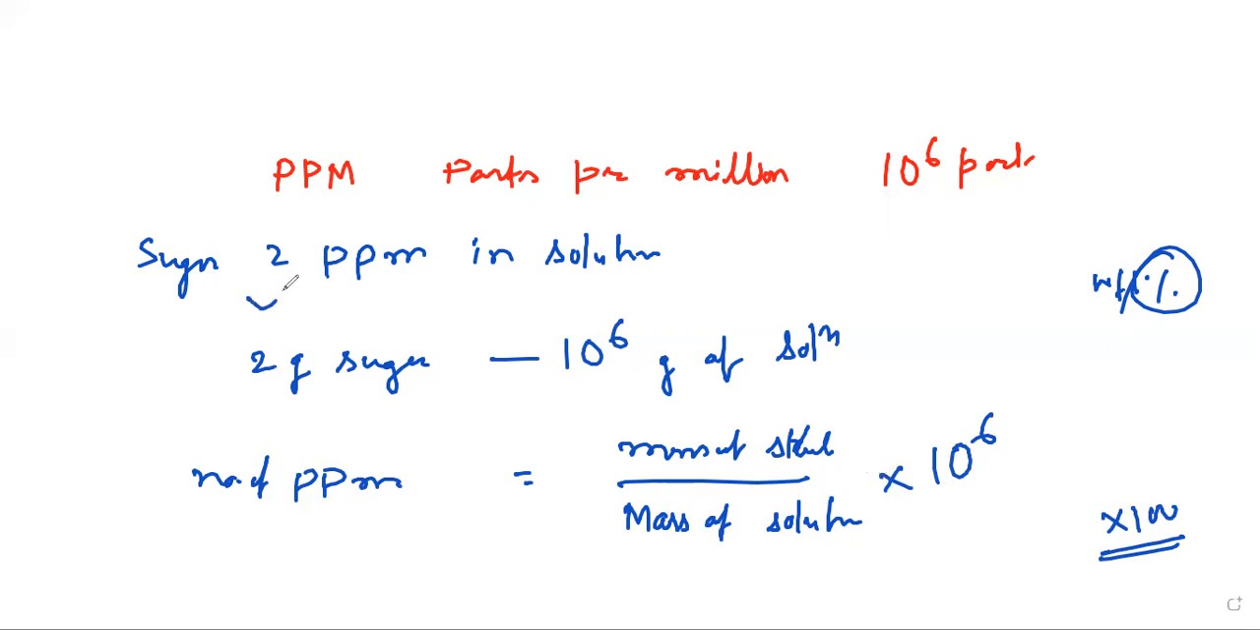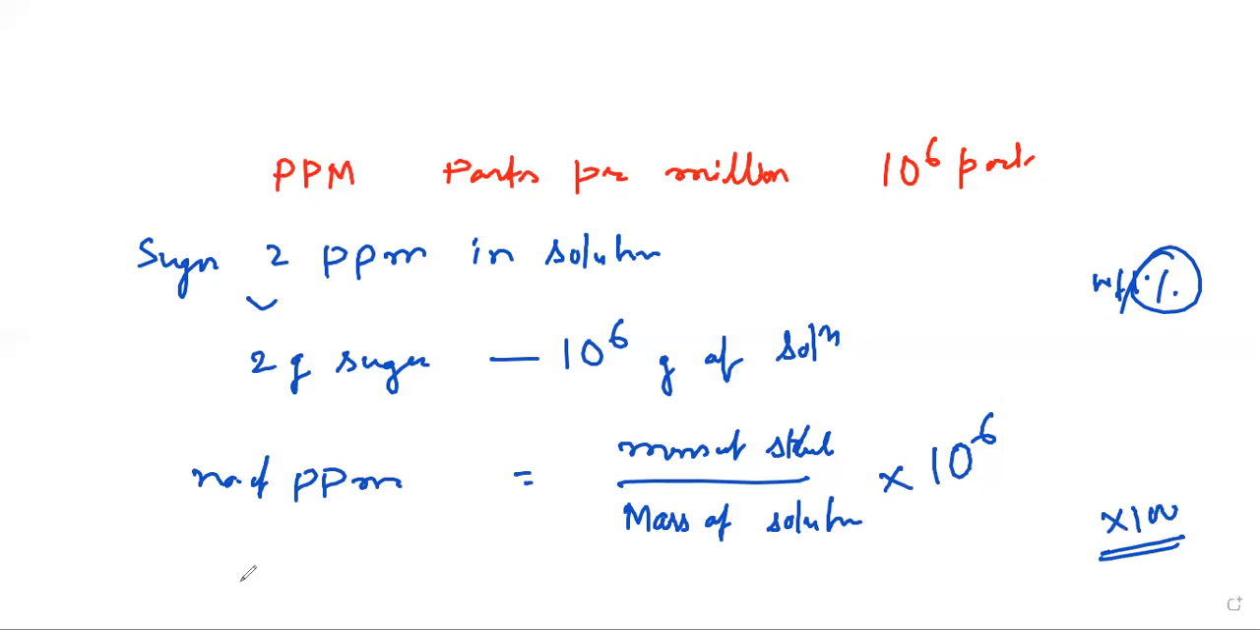So 2 ppm in a solution means that 2 grams are present in 10 to the power of 6 grams of solution.